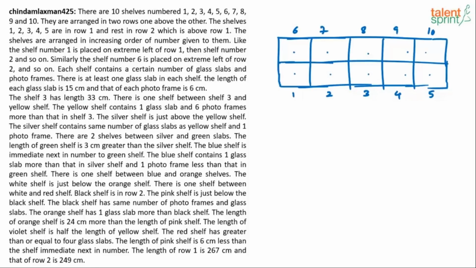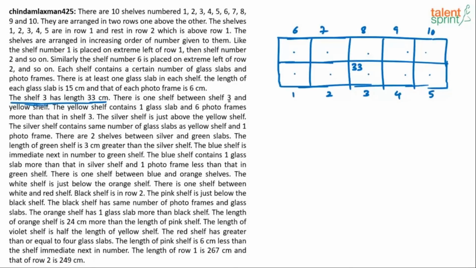Right, so there are going to be 4 pieces of information in every cell here. So the shelf 3 has length 33 centimeter. Shelf 3 is this, it has length 33 centimeter. So let me just write it, 33. I'll write 33, color here, and number of photo frames and number of glass slabs at the bottom. You should have that clarity as to how you're going to present it, because otherwise it may get clumsy, right? So shelf 3 has length 33 centimeter. That's done. What's the next point?